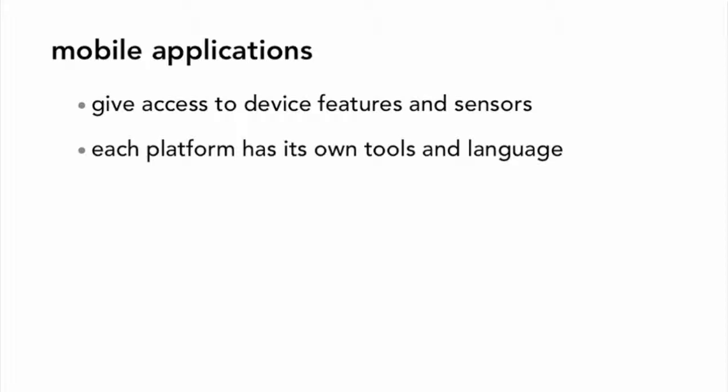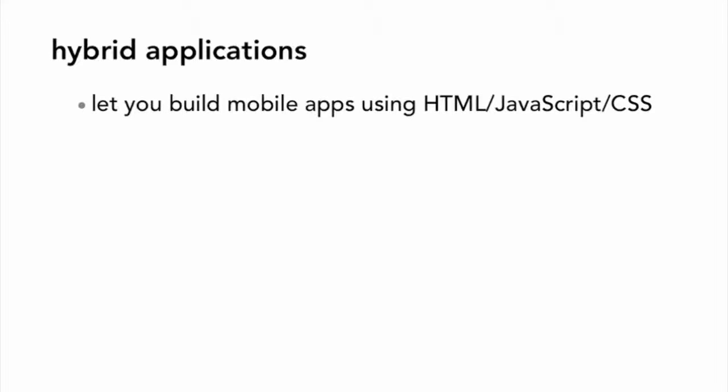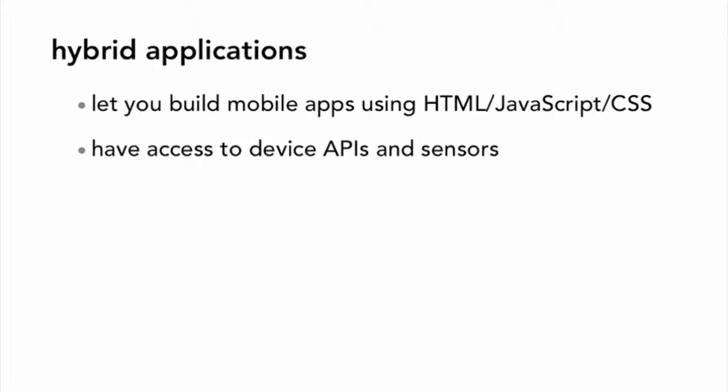Some technologies allow you to build hybrid applications, or mobile applications that use web technologies. These hybrid applications can be built using HTML, CSS and JavaScript that is supported by the device. They also have access to the same device APIs, sensors and information as a regular mobile application. The user interface is mainly HTML, JavaScript and CSS.